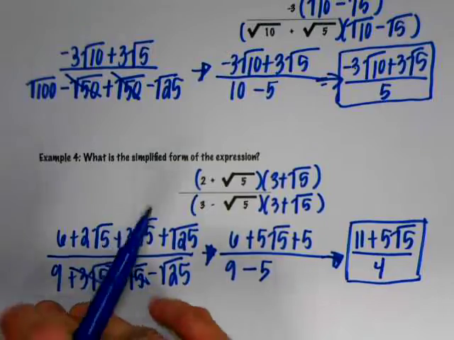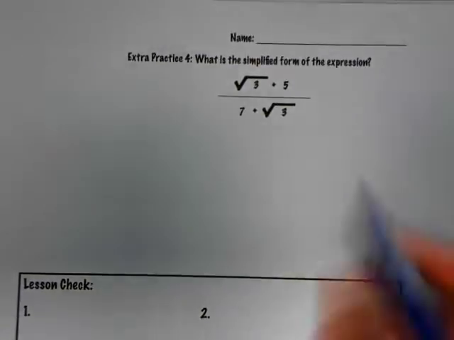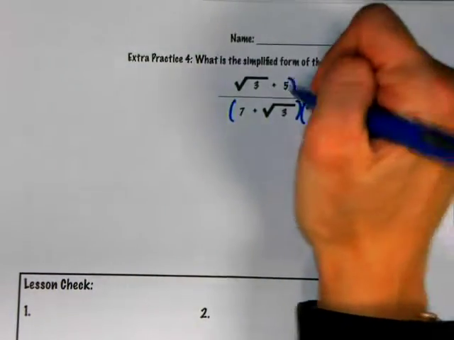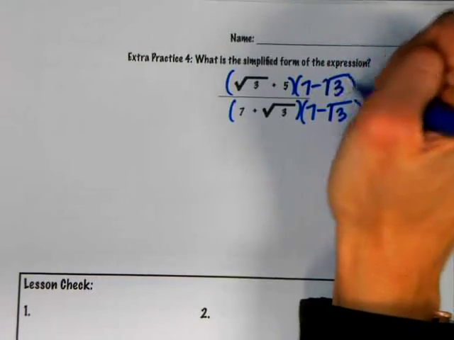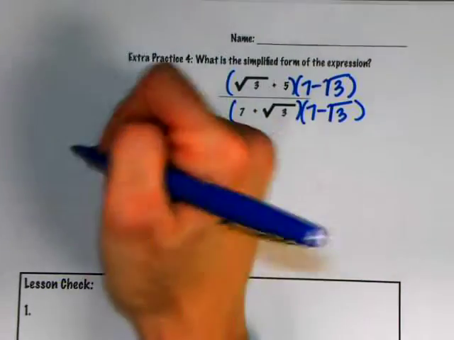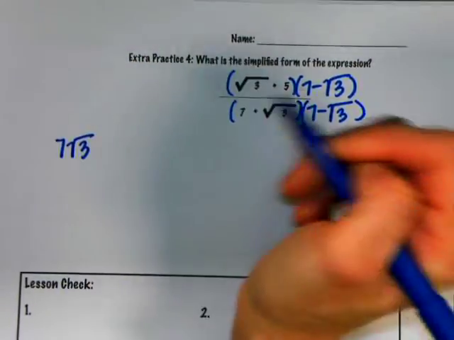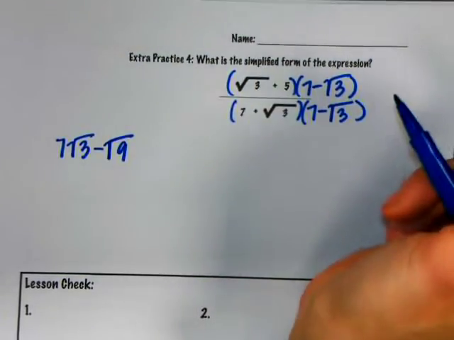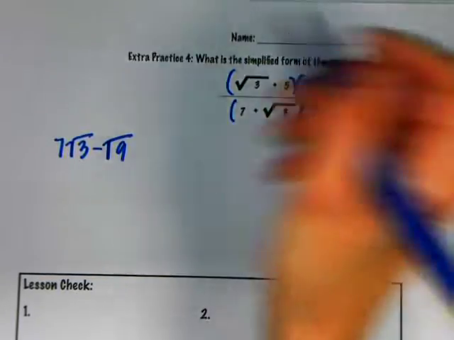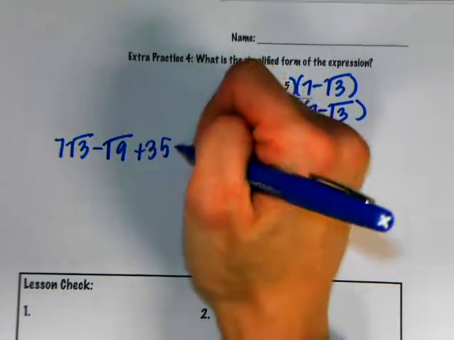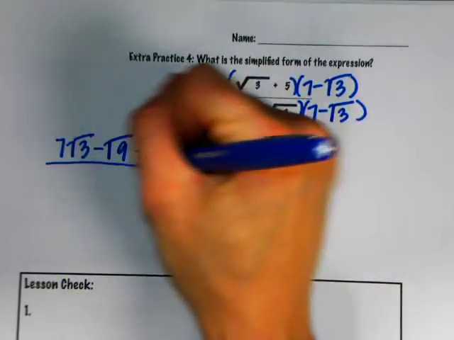All right, moving on. Last one. So you should be multiplying top and bottom by 7 minus radical 3. All right, top, radical 3 times 7, 7 radical 3. Radical 3 times negative radical 3, negative radical 9. 5 times 7 is 35. And 5 times negative radical 3 is negative 5 radical 3.